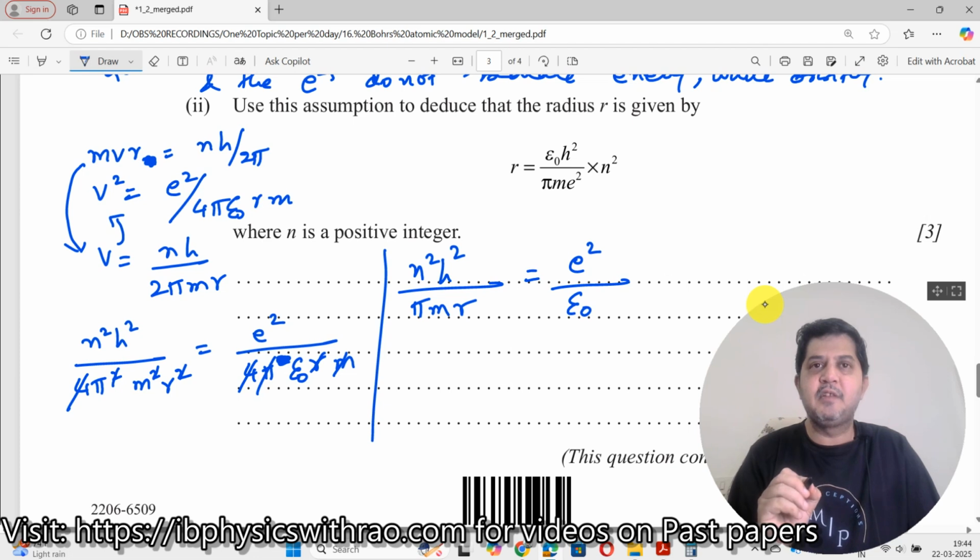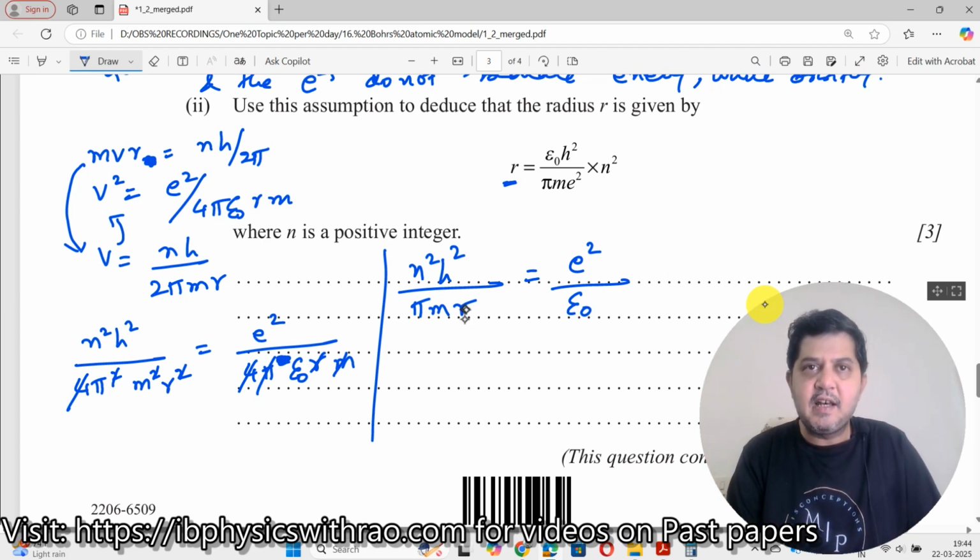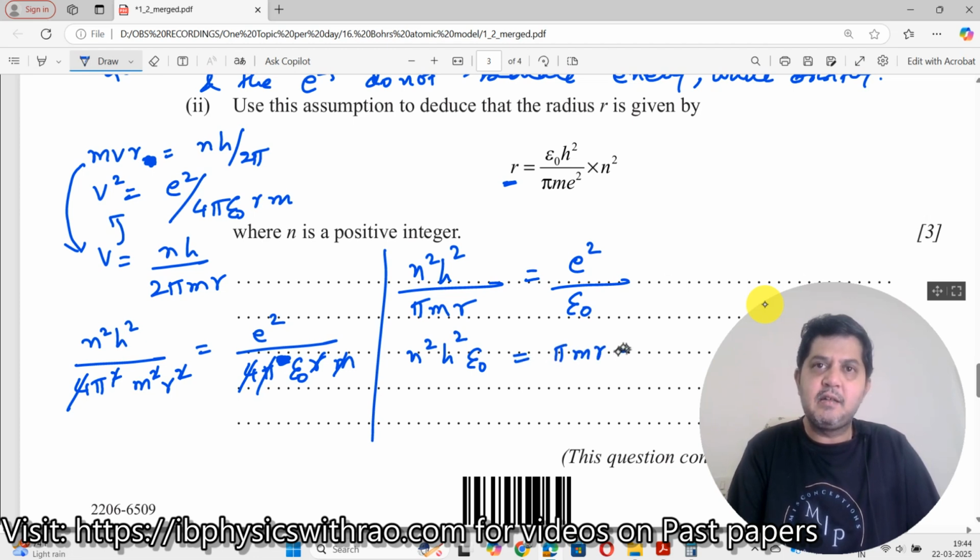Is equal to, now I have an e square divided by 4 pi goes away, you have an epsilon naught. What do I need? I want r to be proved. I want this r outside, everything on the left hand side, right? So where is this r? R is here. So what I will do is I'll pull this r this side and push everything to the other side. Okay, so I will cross multiply: n square h square epsilon naught is equal to pi m r e square.